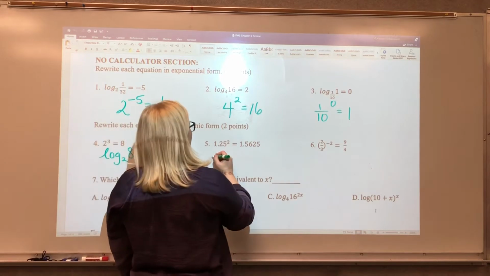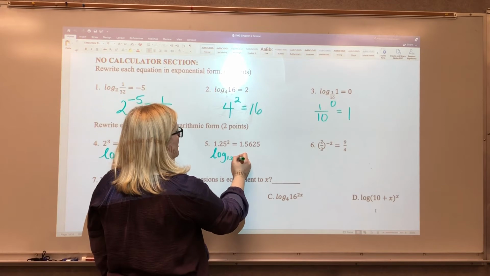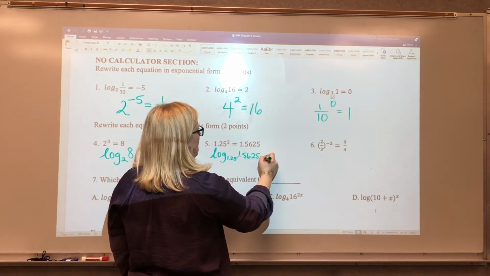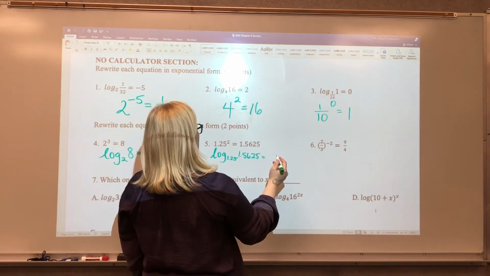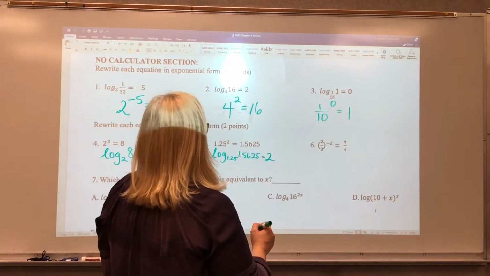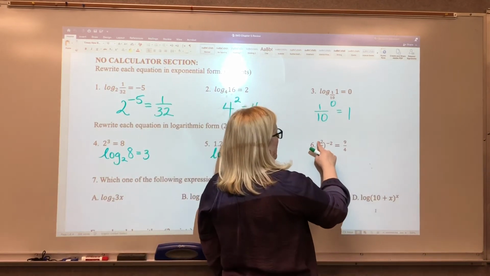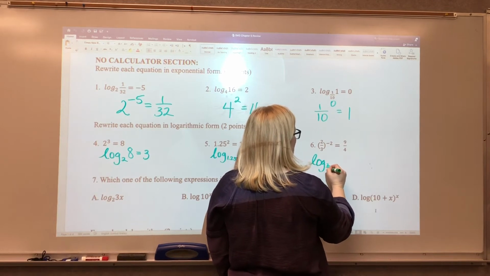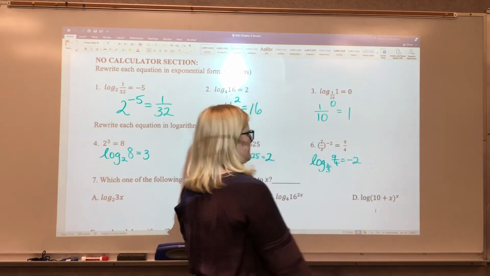Okay, so here I have log base 1.25 of 1.5625 equals 2. And over here, this is my base. So I have log base 2/3 of 9/4 is -2.